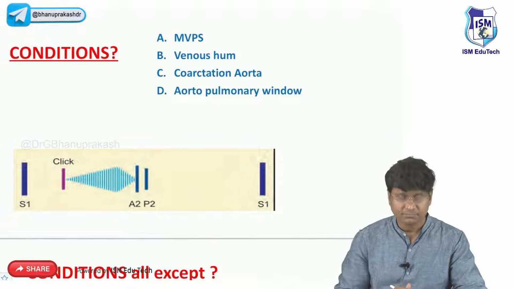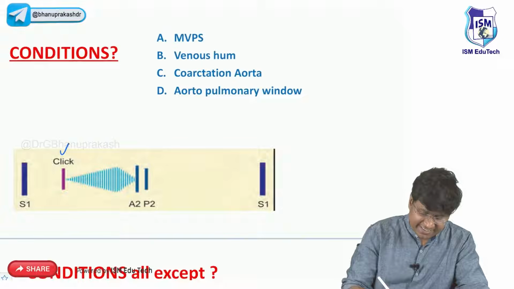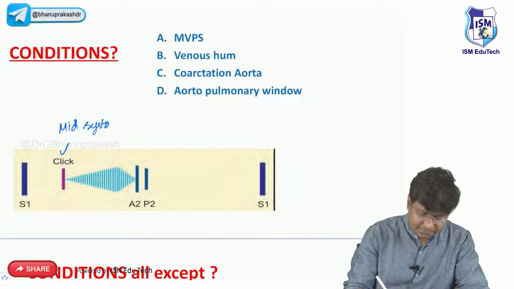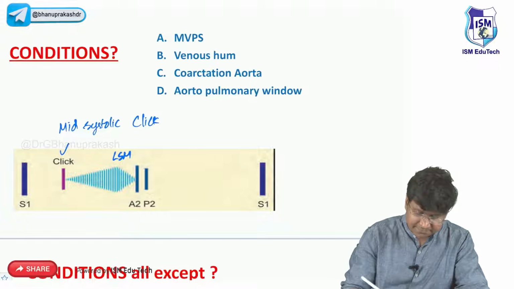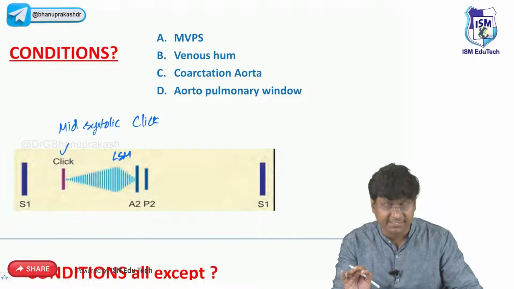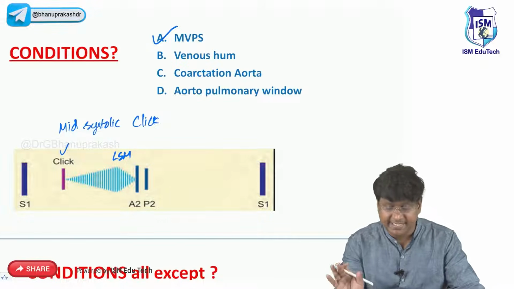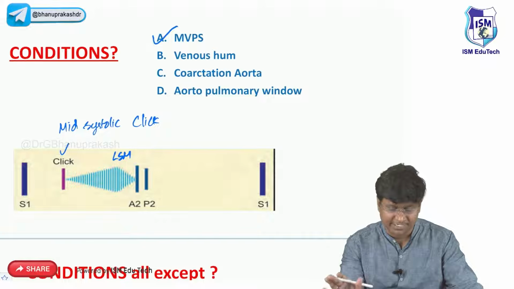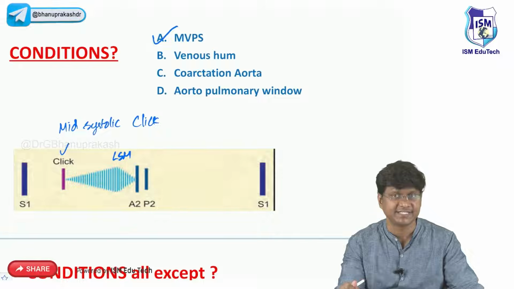Next, you have a mid-systolic click with late systolic murmur. That is the condition seen in mitral valve prolapse syndrome. In MVPS, you have a mid-systolic click with a late systolic murmur.